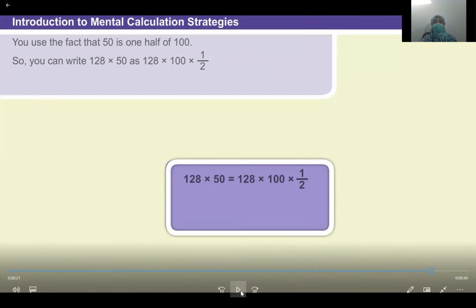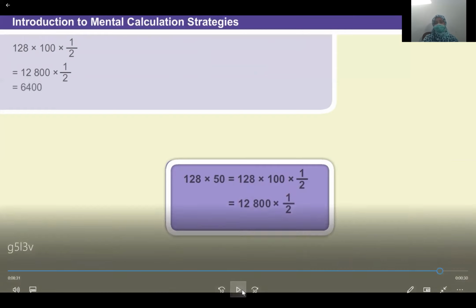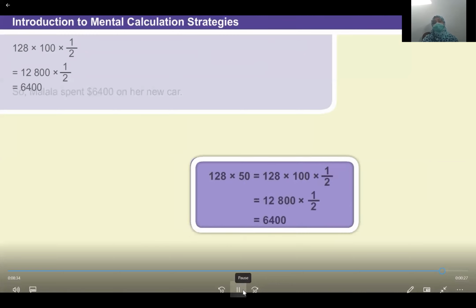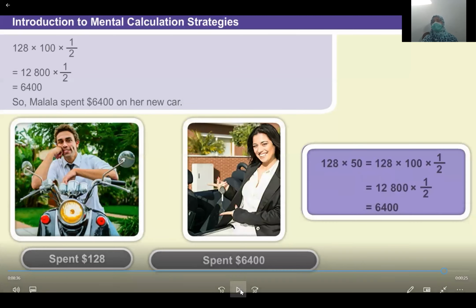So here I have 128. If I multiply by 100, what will you get? Just write the same number, then add the two zeros. So you have got 12,800. Then just find the half of it. How do we find the half? What is the half of 12? It will be 6. And what is the half of 800? The half will be 400. So your answer will be 6,400. So this is the amount that Malala spent on her new car.